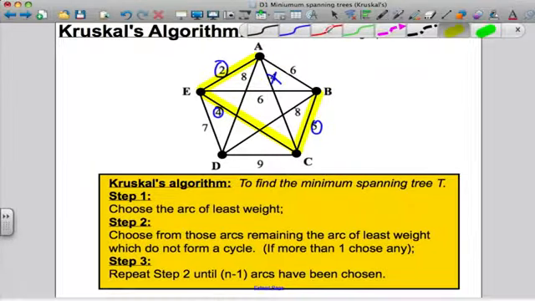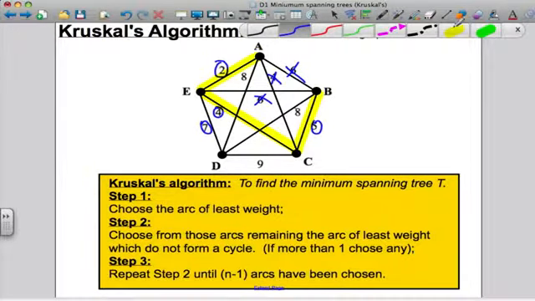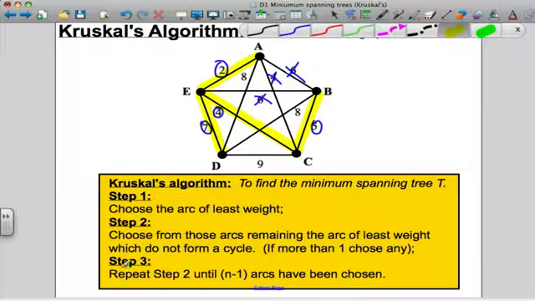Okay, now I look for the minimum one. Well, I can't have the 6, otherwise it would create a cycle. I can't have this 6, or it would create a cycle. So I'm left with that 7, the 8, the 9 and the 8, and I've got to choose the smallest one, which is 7. So I include that one, and now I've got myself the following. I've got 1, 2, 3, 4 arcs, and the 5 nodes are connected. Repeat step 2 until I've got 4 arcs, and I've done that.